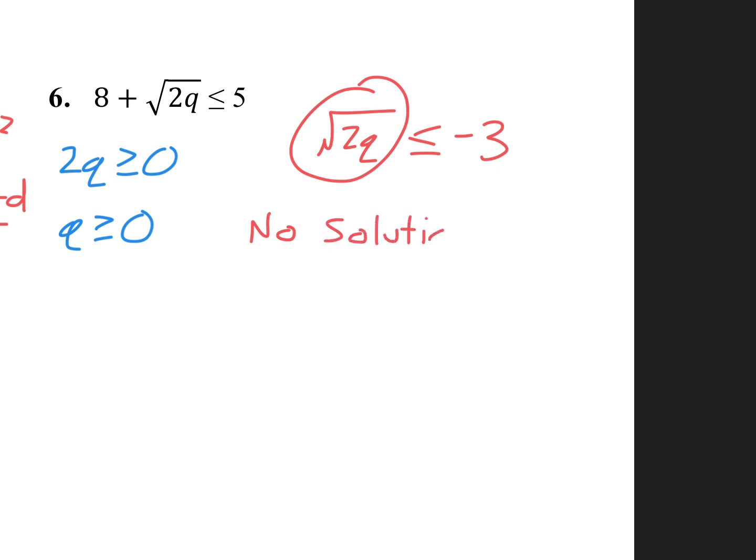All right, so if you didn't catch that and you ended up squaring both sides, you would still have regions to test, and you would see that none of the regions work. So if you don't see that, you should still be able to get to the no solution. It'll just take you a little longer. Okay, that is it for 6.7.